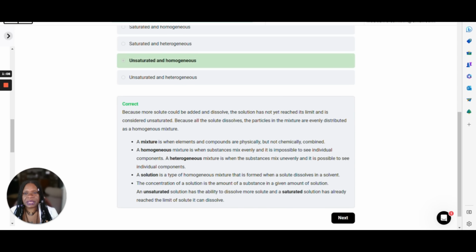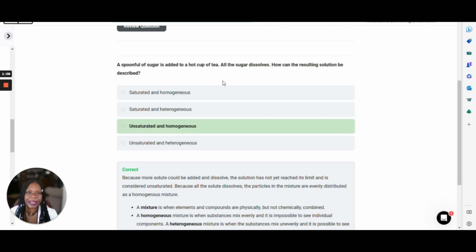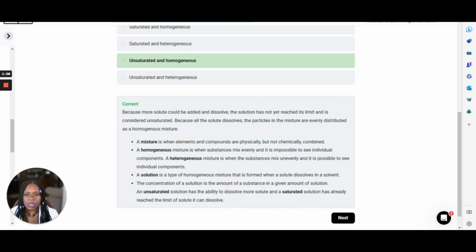That's going to be because more solute can be added and dissolved. Just because you added a spoonful of sugar doesn't mean that the entire mixture is saturated with sugar. So right here we have that more could be added and dissolved, and the solution has not yet reached its limit and is considered unsaturated. And because all the solute dissolves, the particles in the mix are evenly distributed as a homogeneous mixture. So that's going to be our answer.